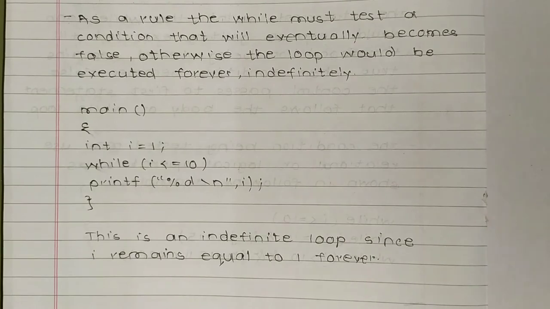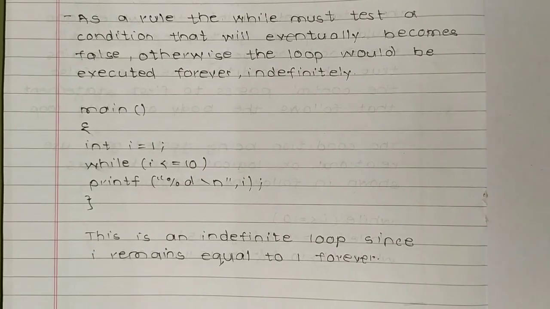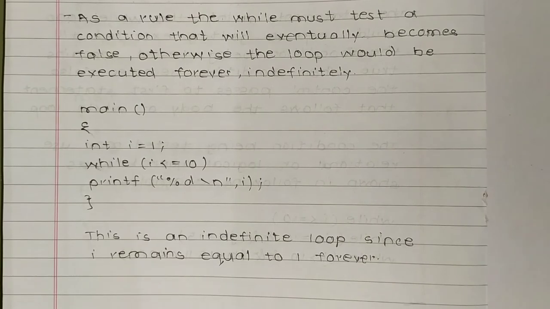write one number repeatedly. So i is a number which is 1, and it will be written 10 times on the next line. So \n is written for the next line, that is in the printf command %d \n, i. So i will be written 10 times. So this is an indefinite loop since i remains equal to 1 forever. That is why it is an indefinite loop.